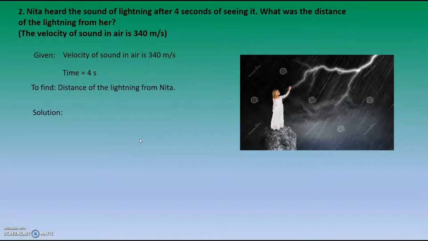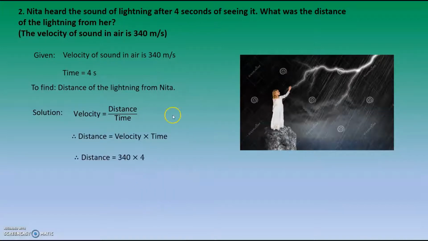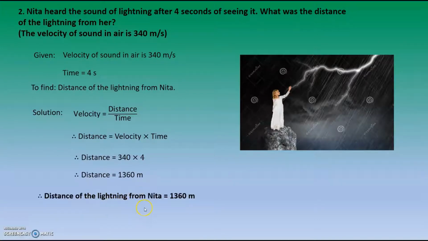So solution, you know the formula, velocity is equal to distance upon time. So distance is equal to velocity into time. Let's substitute the values. 340 into 4, and that's equal to 1360 meters. Therefore, distance of the lightning from Neeta is equal to 1360 meters.